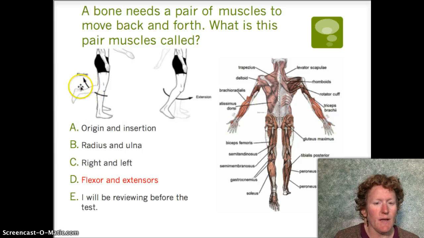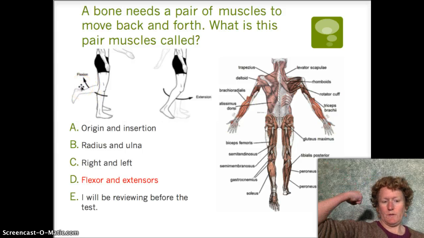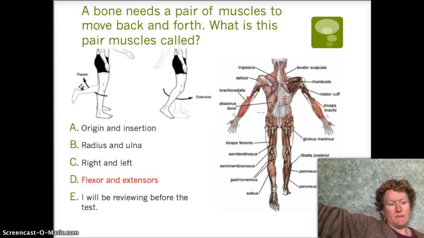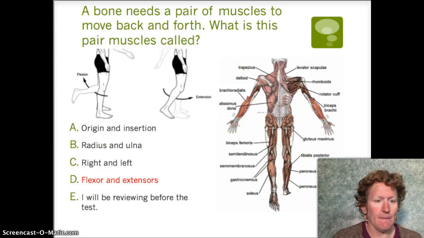Flexion is bringing a limb towards your body like this. I'm using my flexors now. And now I'm using my extensors, bringing my limb away from my body.